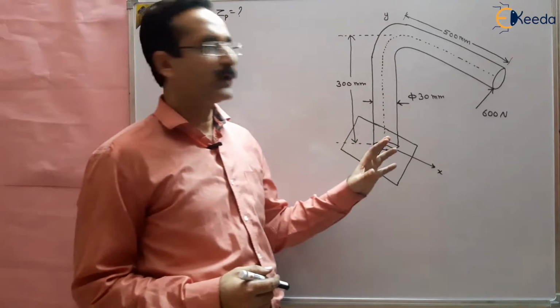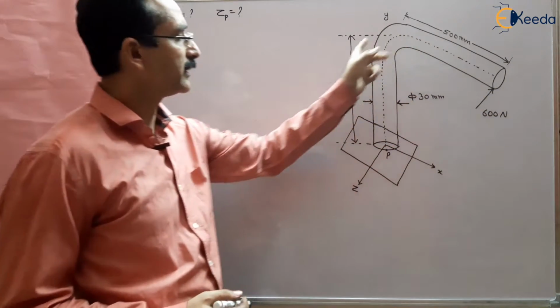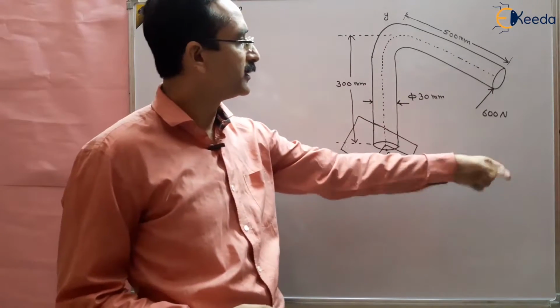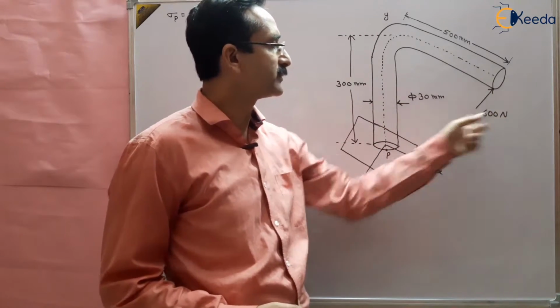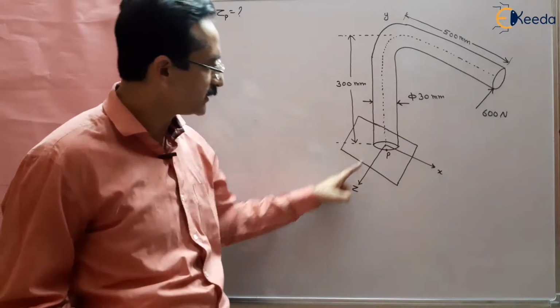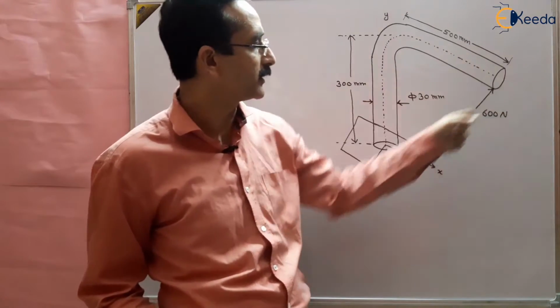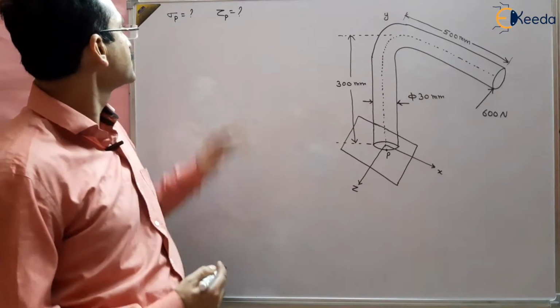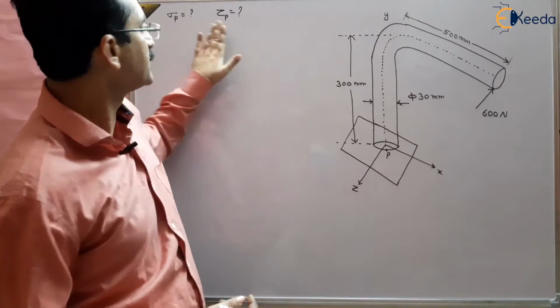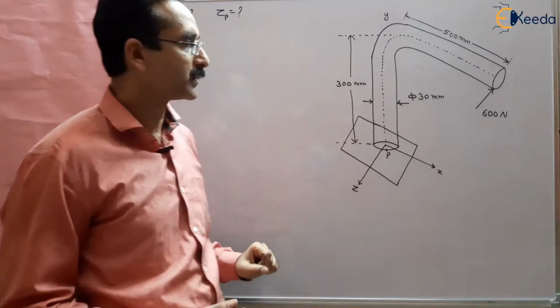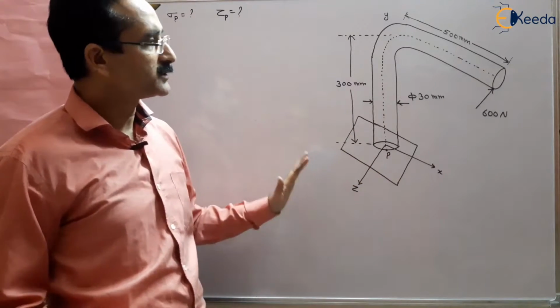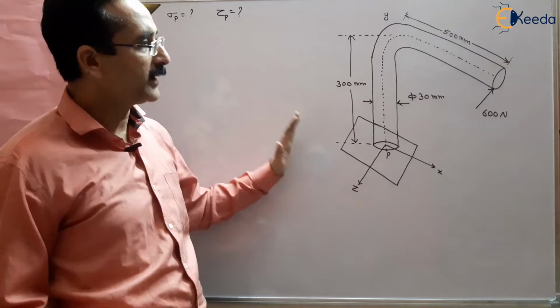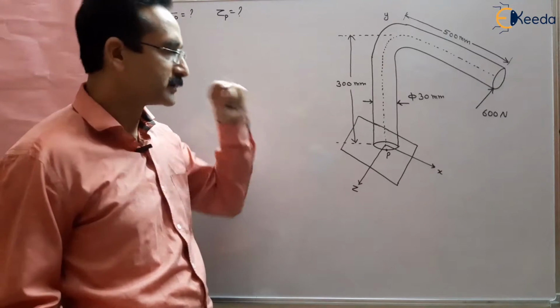In this question we have a machine frame like this, on which a 600 Newton load is applied in this direction. This direction is the Z direction. Basically, in the Z direction we are applying the 600 Newton load, and we have to find out the normal stress and shear stress developed at point P. So this question is basically a combined bending and torsion question.